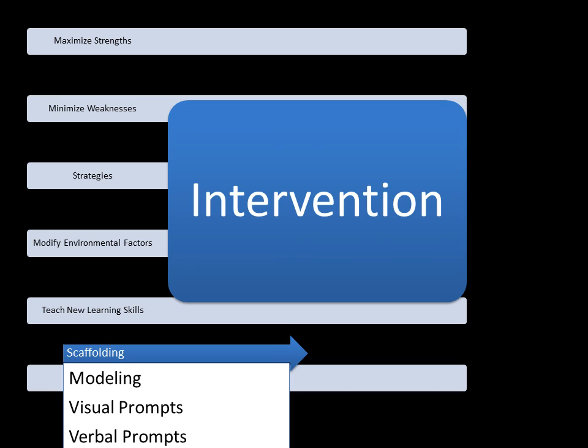Also, modifying environmental factors might be very important when intervening in language development. So for example, we might encourage the parent to involve the child in a peer group or a social skills group, or encourage the parent to enroll the child in school if they're not already in school. We may encourage some sensory interventions at home to reduce stress or anything that's causing problems with language development.